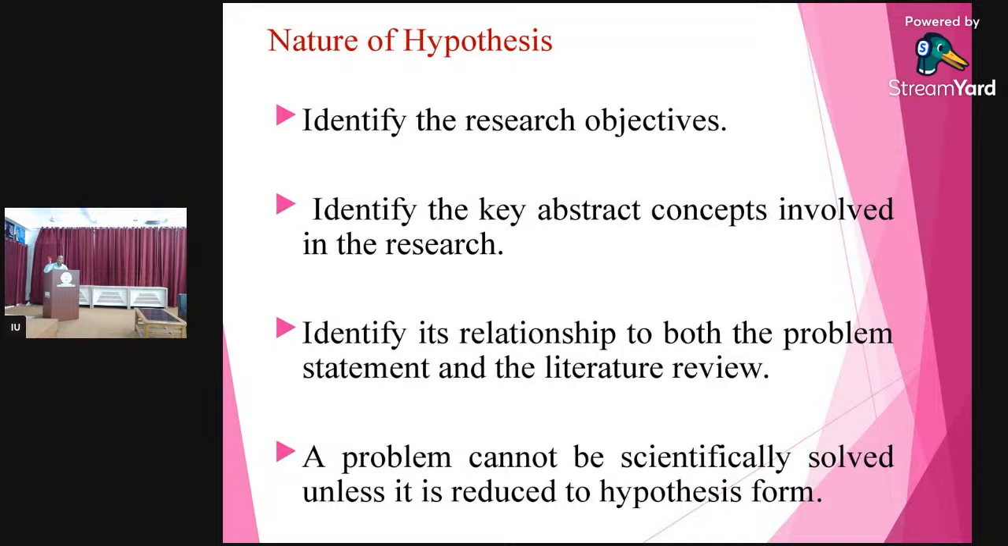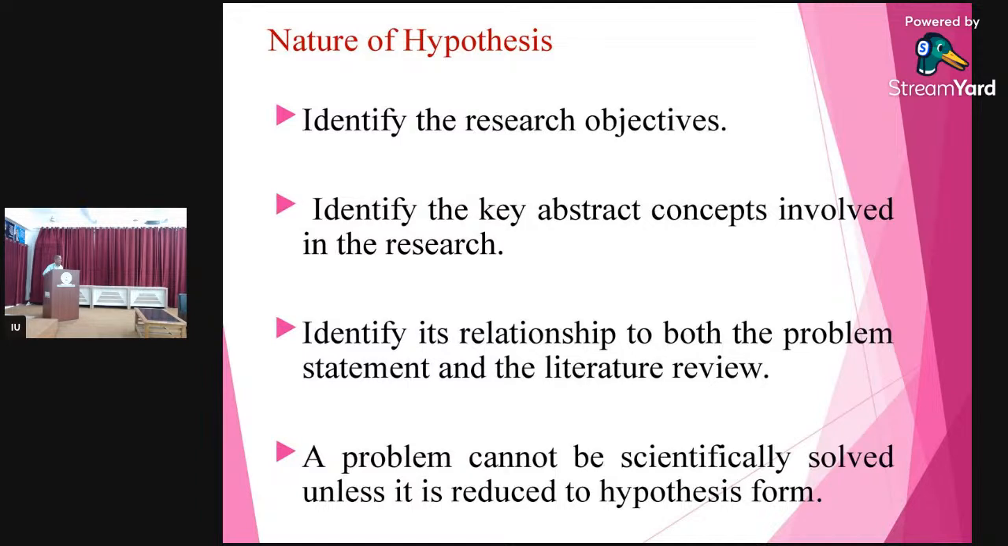Okay? So, identify your research objectives, in which you make different types of objectives, and another, identify the key abstract concepts involved in the research. It is related to the theoretical knowledge of your area, theoretical knowledge of your subject. And third is identify relationship to both the problem statement and the literature review. Review of related literature. Okay?